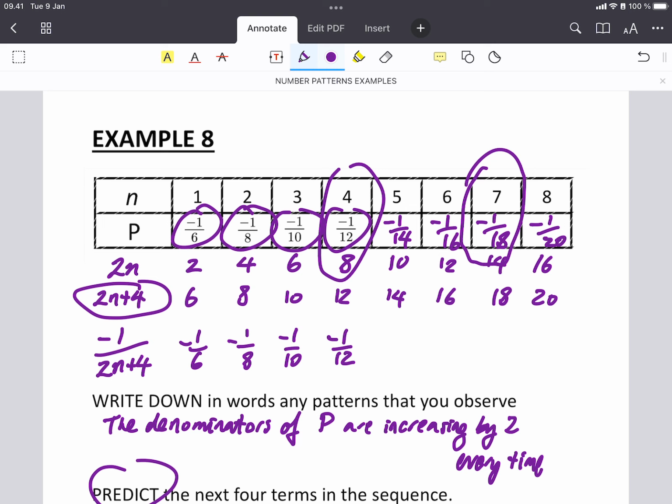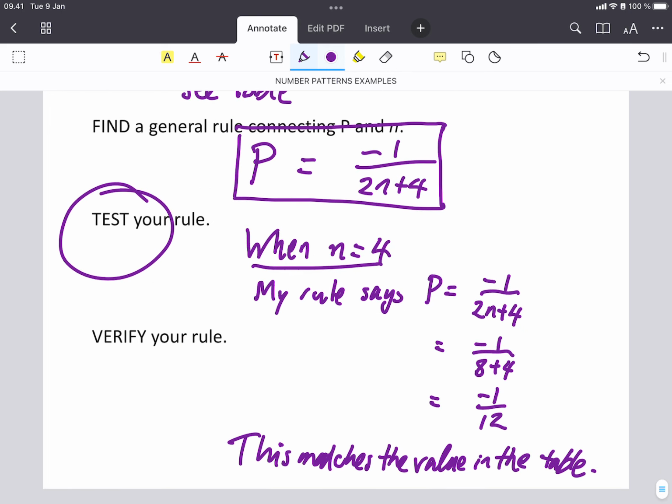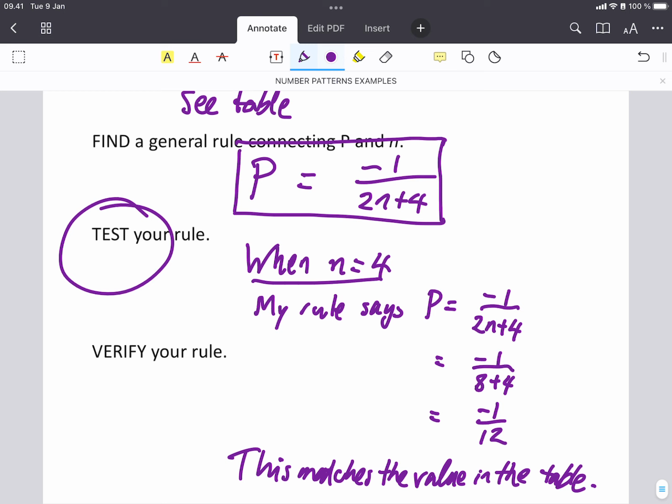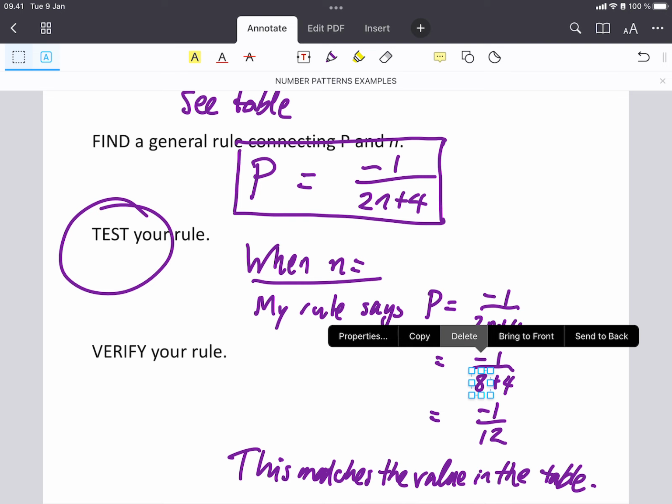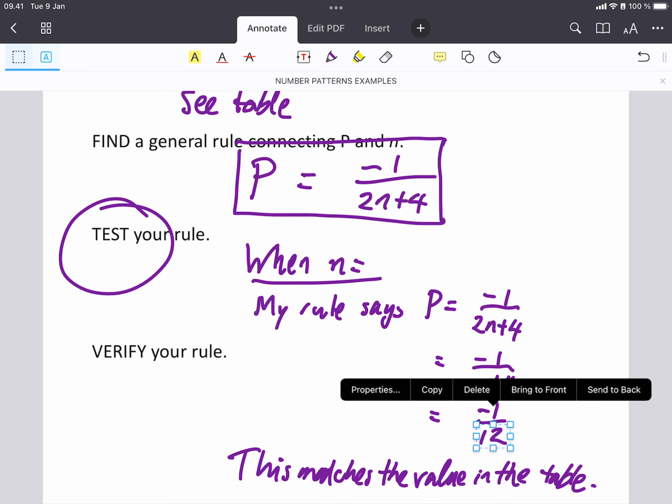And then verifying it is doing it for the values where you filled in one of the blanks, checking your rule still works and matches a number that you filled in by observing a pattern, possibly before you figured out a general rule. So when n equals 7, for example, I'm just going to change out all these 4s for 7s and then everything that follows them.